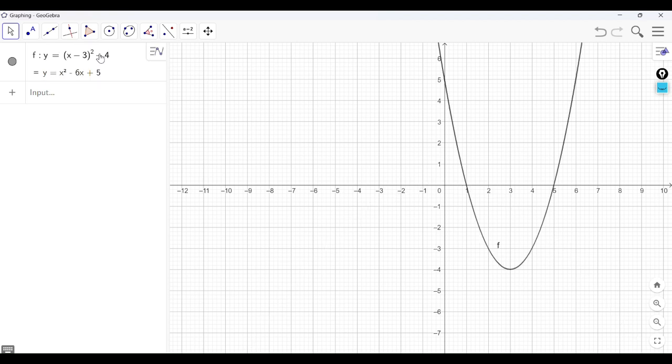So x goes to the vertex here. The x coordinate's 3, the y coordinate's minus 4. There's our 3, here's our minus 4.